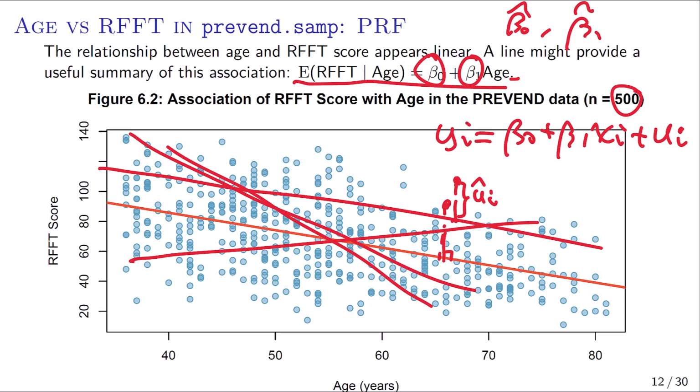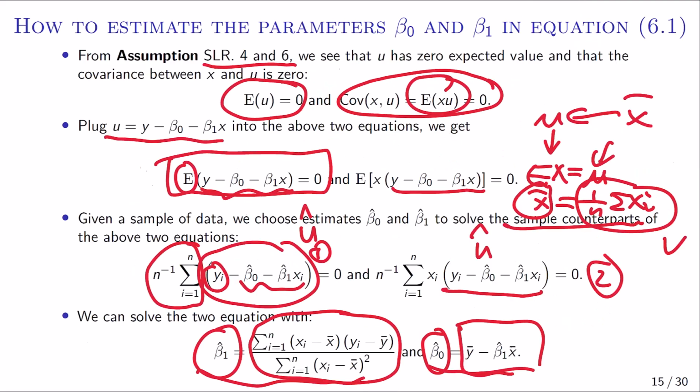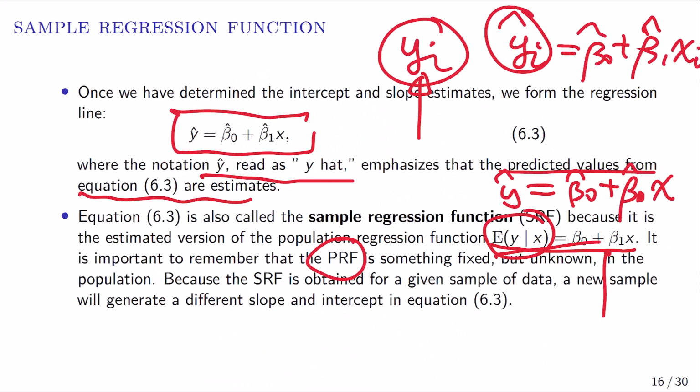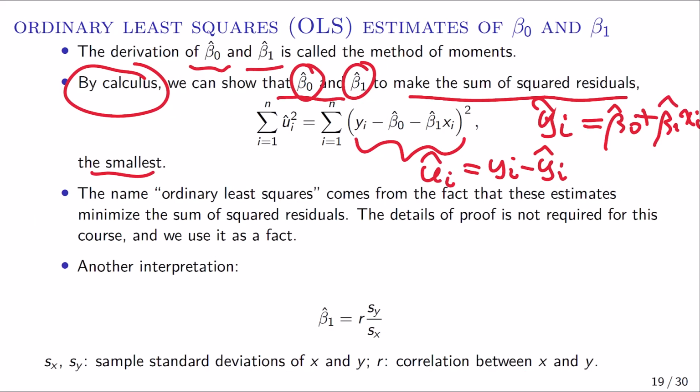Which one will be the one we finally keep is the one that makes the sum of these squared UIs the smallest. We keep that as the estimate for beta naught and beta 1. That's why we call this least squares. That's exactly what we mean by least squares, because we make the sum of the squared residuals the smallest. Usually we put ordinary least squares in the front, and then we simplify it as OLS. Of course, details of the proof are not required for this course, and we use that as a fact. You're more than welcome to take a look at the appendix.